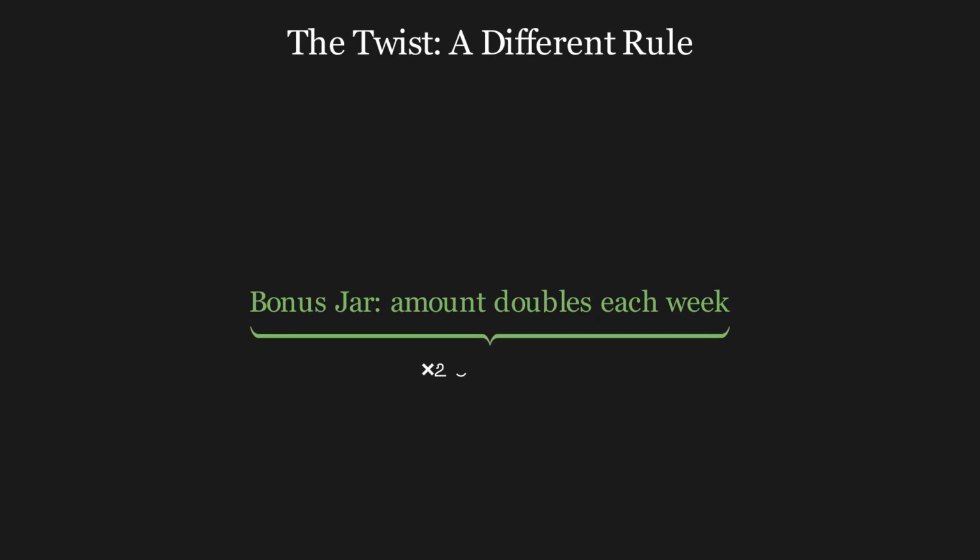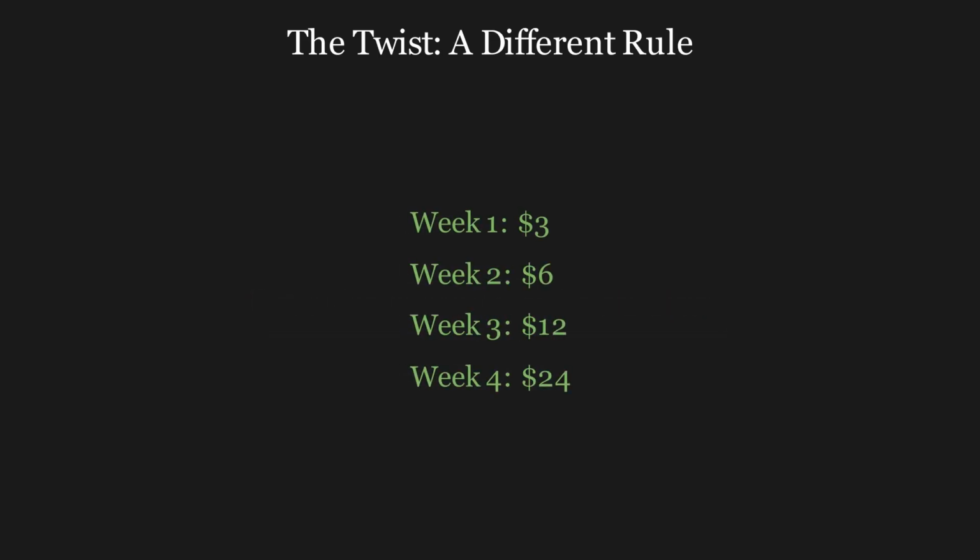Now here's the twist the ASVAB loves to throw in, and it's the one thing that trips people up. Not every jar works by simple addition. Picture a different jar, a bonus jar, where instead of a flat amount each week, the amount doubles. Week 1, $3. Week 2, 6. Week 3, 12. Week 4, 24.